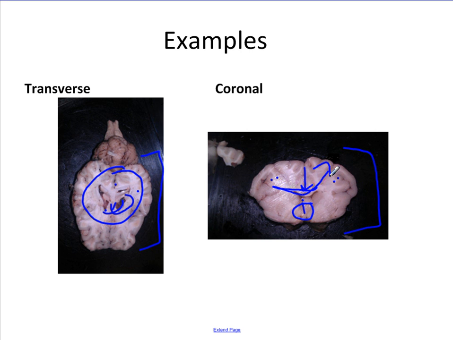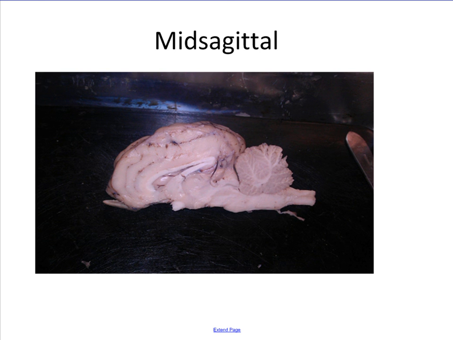And this is a good way to see how this piece of tissue actually literally connects the two hemispheres of the brain. It's kind of cool. All right, so that would be an example of a coronal section of the brain.